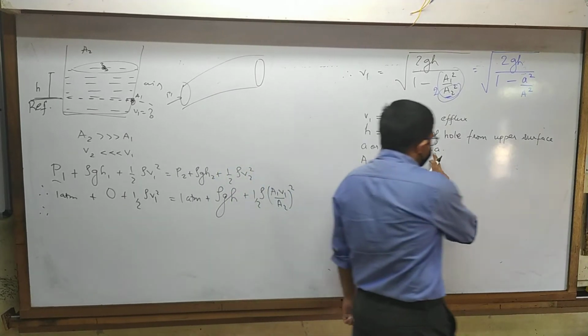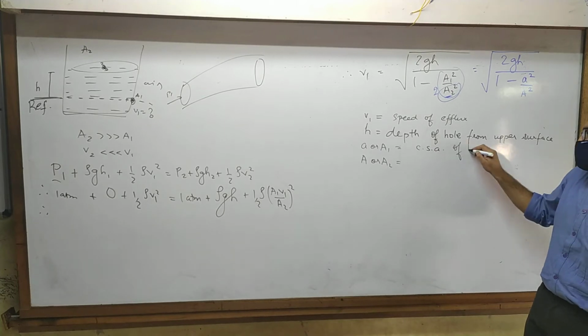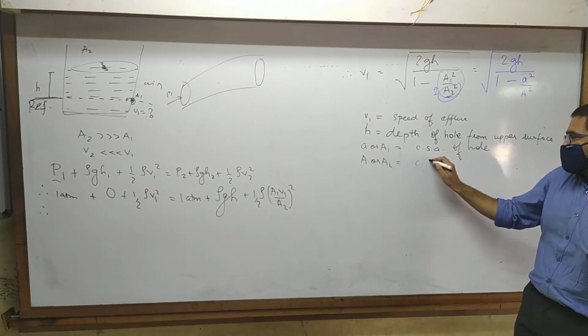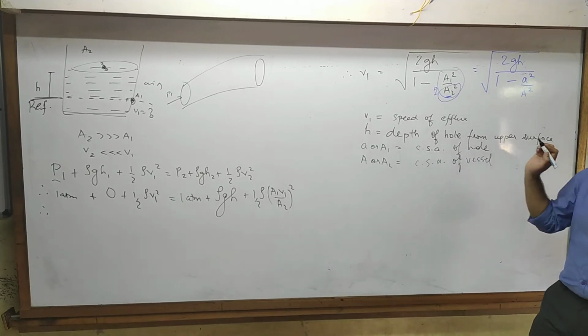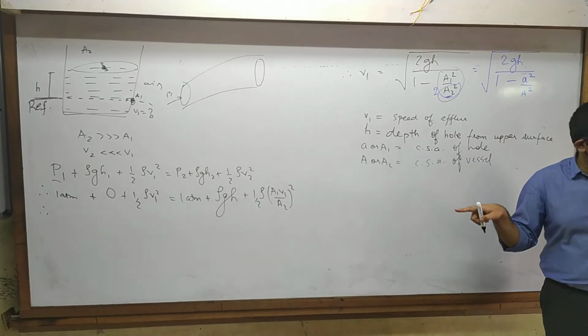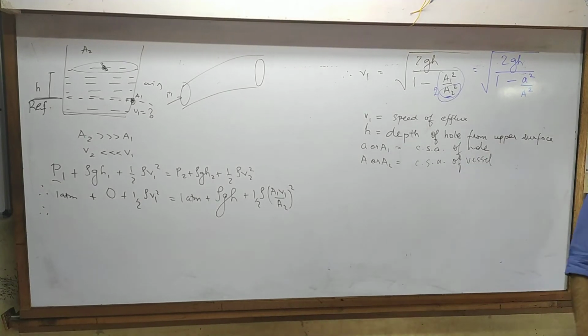So CSA for what? Cross-sectional area of the hole. Here. Okay, and similarly this is the cross-sectional area of the vessel. Right? So that's the hole. This is the speed of efflux, or Torricelli's law.